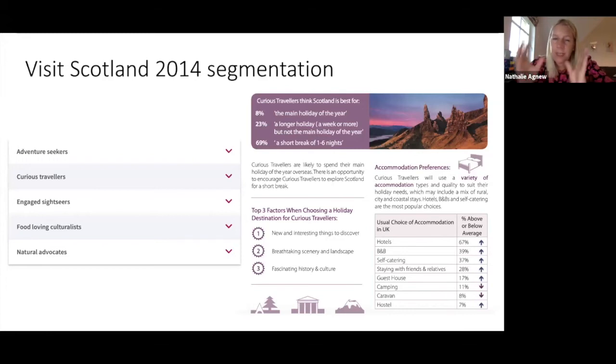And when you've got this really detailed profile of who you think you're trying to target with your message, it becomes much easier to shape that message and to deliver it correctly to the right people at the right time. So for the curious travellers, it's really about targeting them with the short breaks of 1 to 6 nights, which is what makes up 69% of their travel. And it's probably much more focused on hotels, because we know that 67% of their stays are in hotels. So once you start to put this down on paper and map it out, it gives you real direction to your communication.